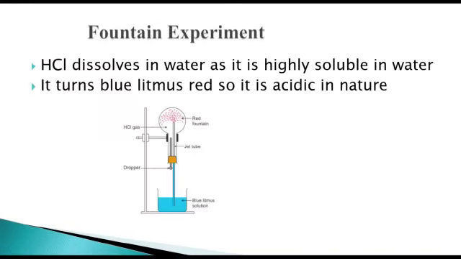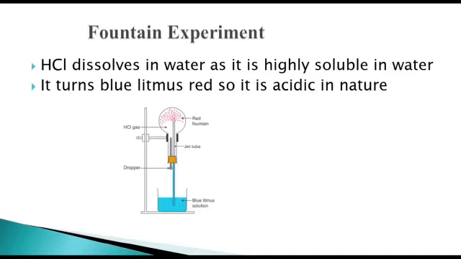The fountain experiment is used to find the solubility of HCl and its nature. Now, as you can see in the diagram, it consists of an inverted round bottom flask filled with dry HCl gas. It has a stopper with two holes fitted with a jet tube. The dropper is filled with water. One end of the jet tube is in the round bottom flask while the other is in the solution.